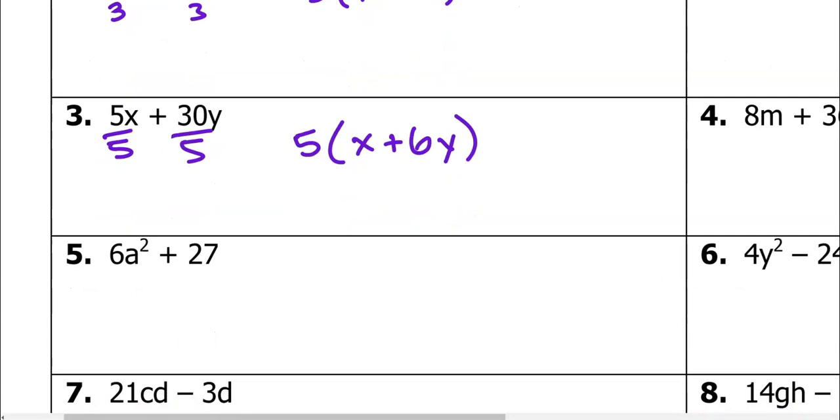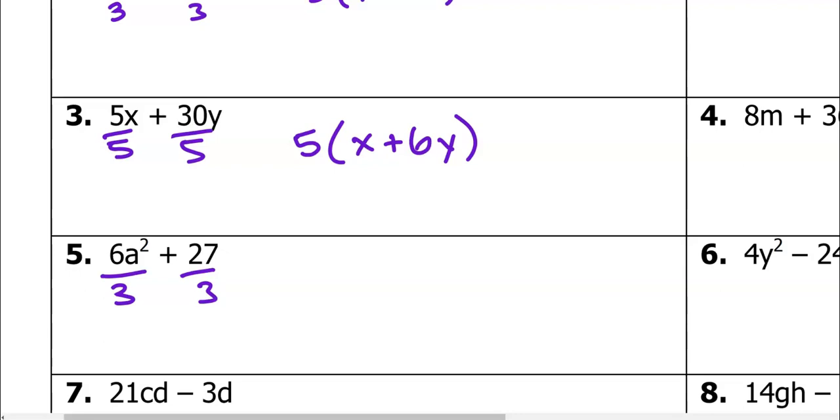How about 6a squared plus 27? I can divide these both by 3. Is there anything bigger? So you always have to check that. So 6 can only be divided by 1 and 6, 2 and 3, right? So 6 would be great, but 27 is not divisible by 6. Does that make sense? So the greatest between those two numbers is the 3.